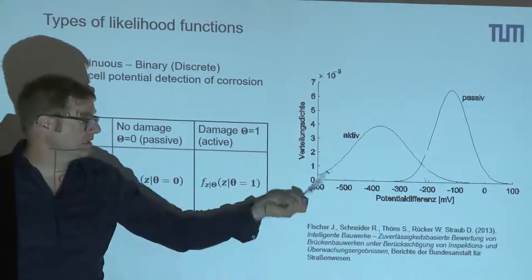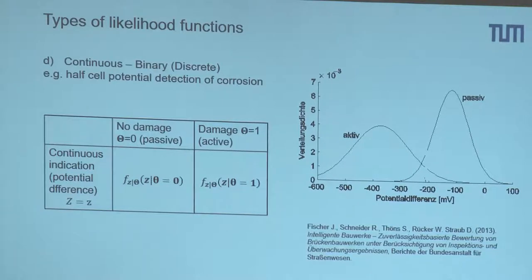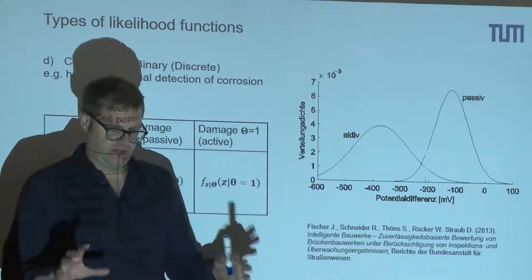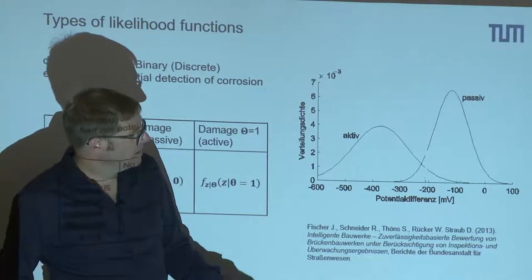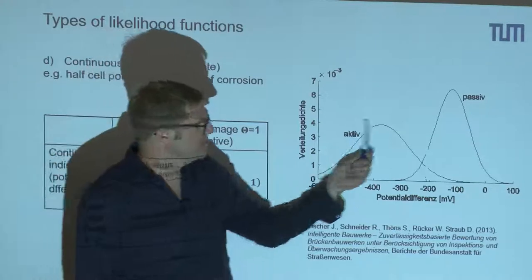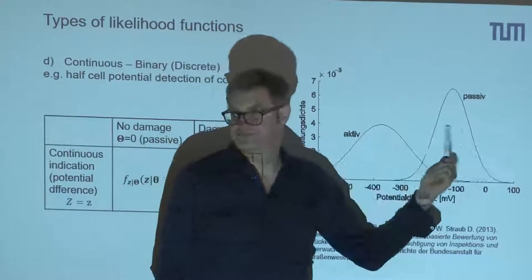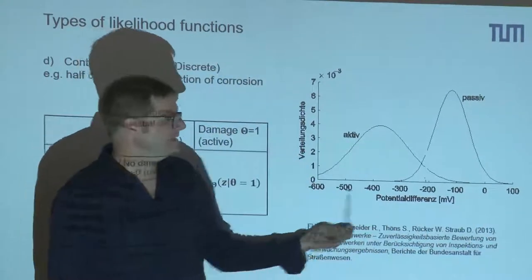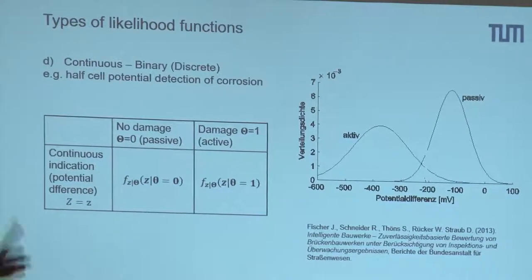What we see here is a result from a half-cell potential measurement. That method gives you a potential difference: you have to connect your device to the reinforcement, and you measure if there's some current. The potential will be different whether you have an active case, so a corroded case, or a passive case. So you measure a continuous quantity, and you're trying to figure out whether it's corroded or not corroded.